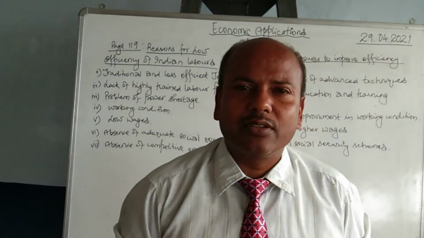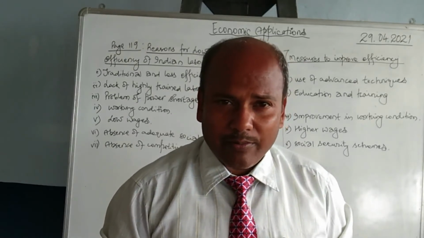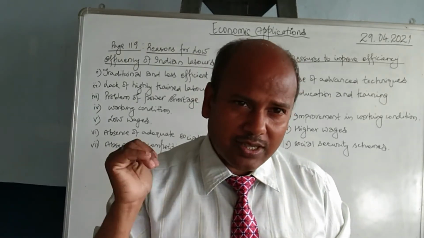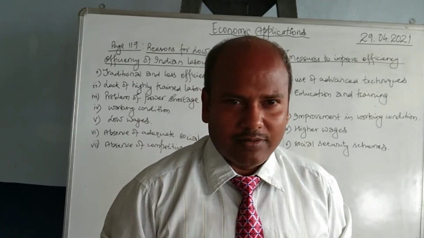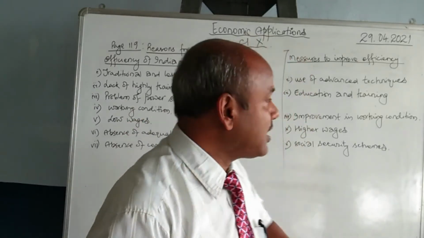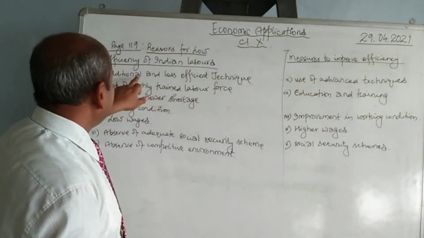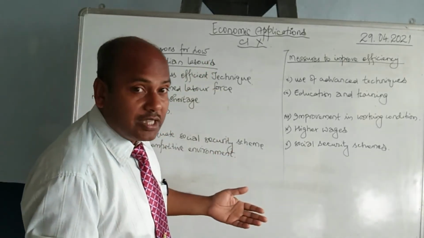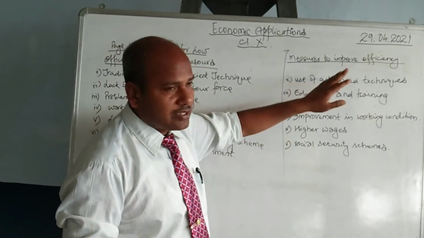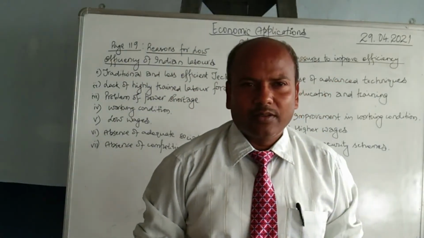Now, merely knowing the reasons of the low efficiency of the Indian laborers is not enough. We need to find some solutions to that. The important matter is this: if this is the sickness, then what is the solution? What is the medicine? So let us now discuss the remedies, that is, the measures to improve efficiency. If we say that we are using traditional and outdated technology, then the solution is that we should be able to use advanced technology. In this, the government can provide the advanced technology.